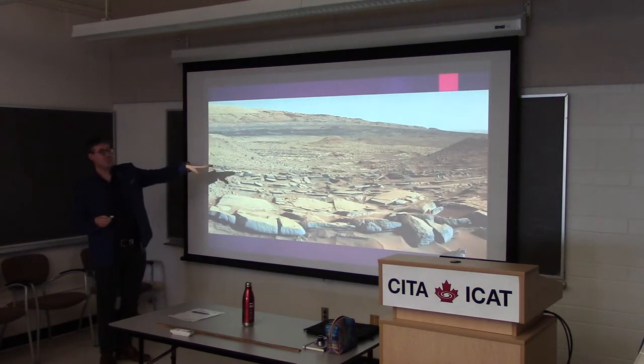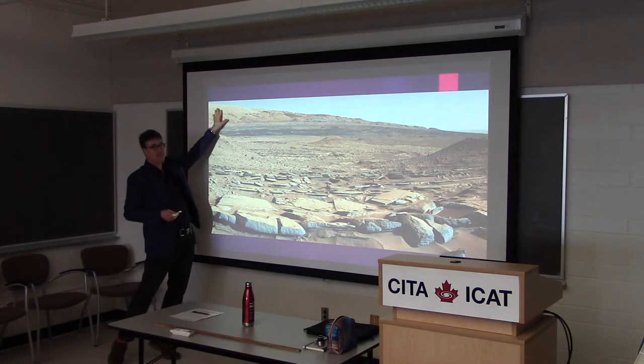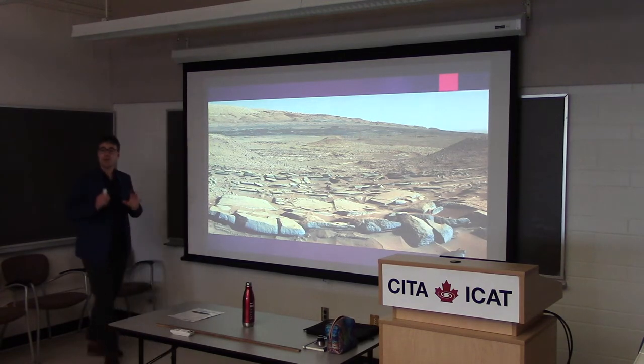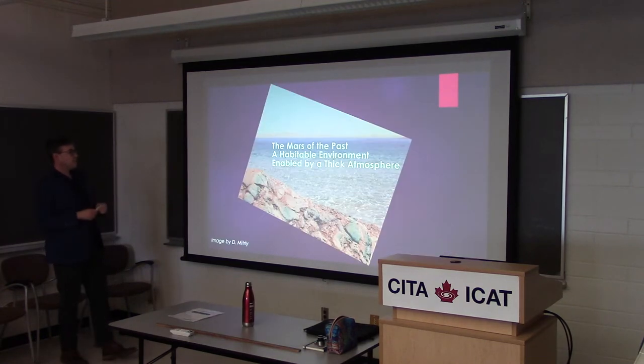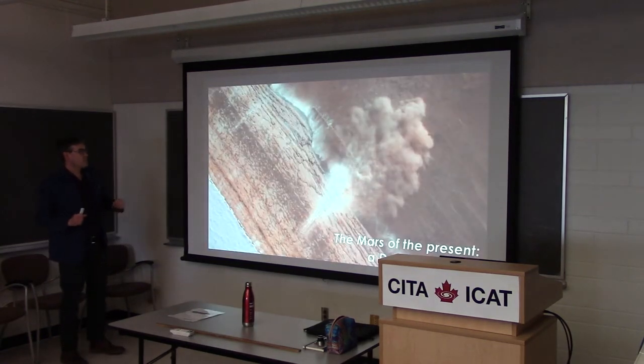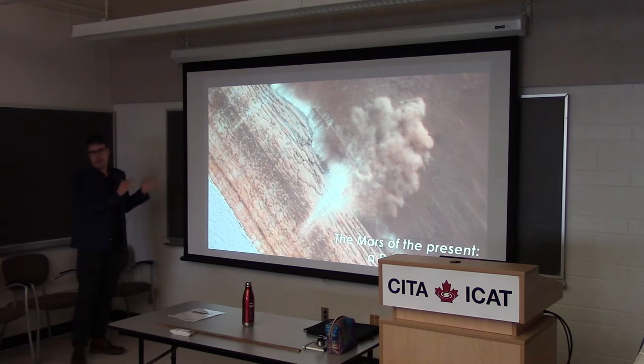This is looking down into the deepest part of the crater, and this is the mountain in the middle, Mount Sharp, or Aeolus Mons if you're from the IAU. Oop, going the wrong way there. So that's all distant past Mars.